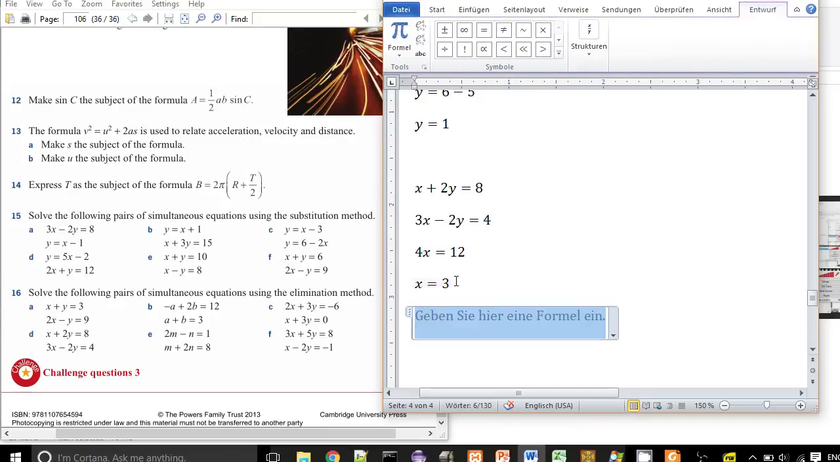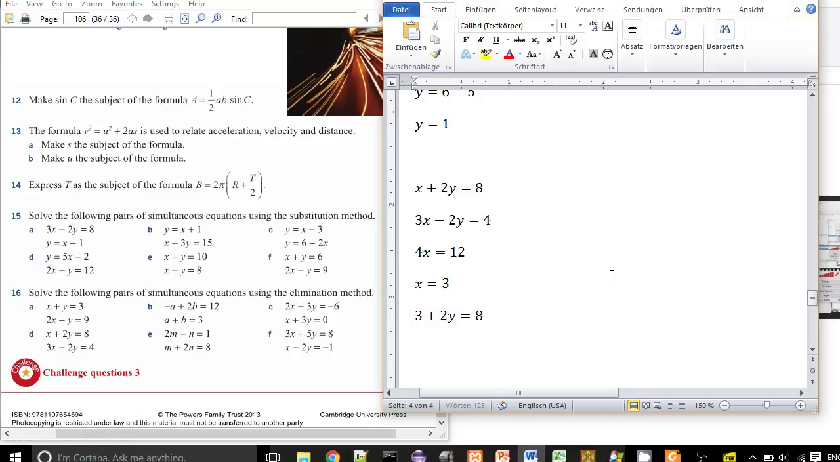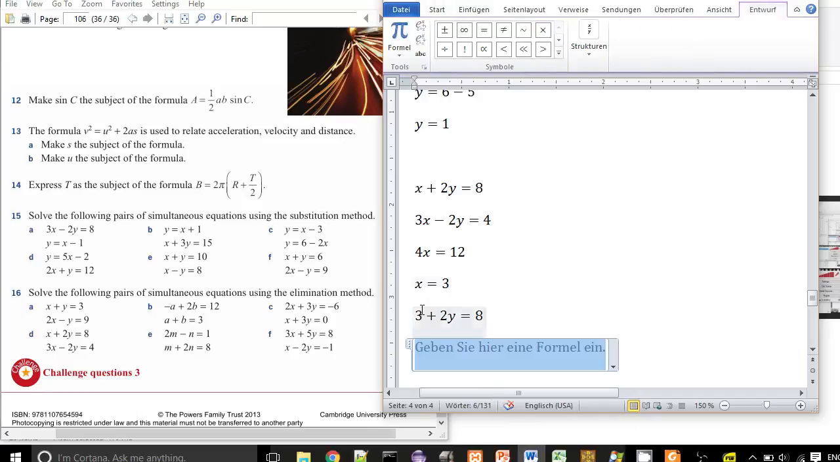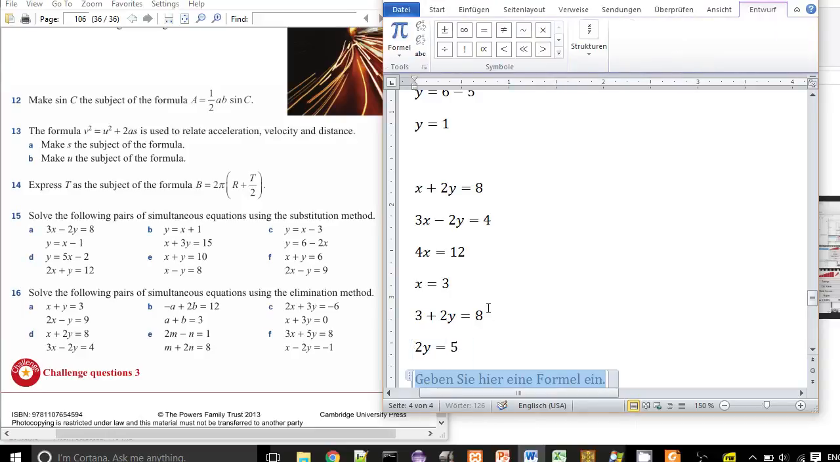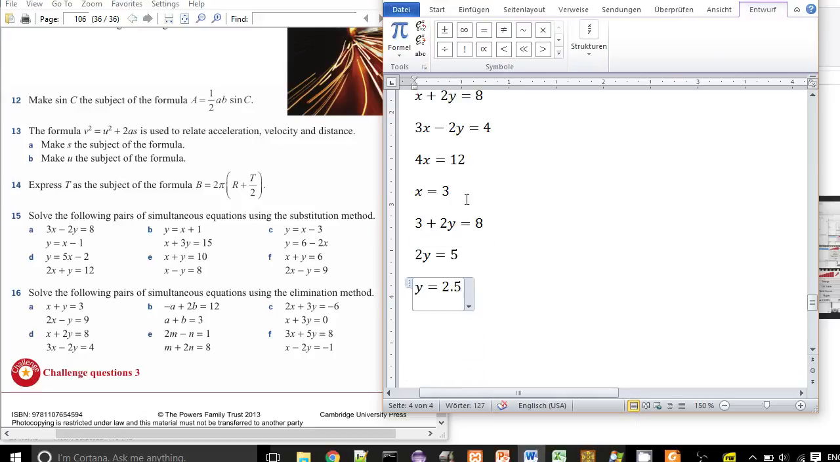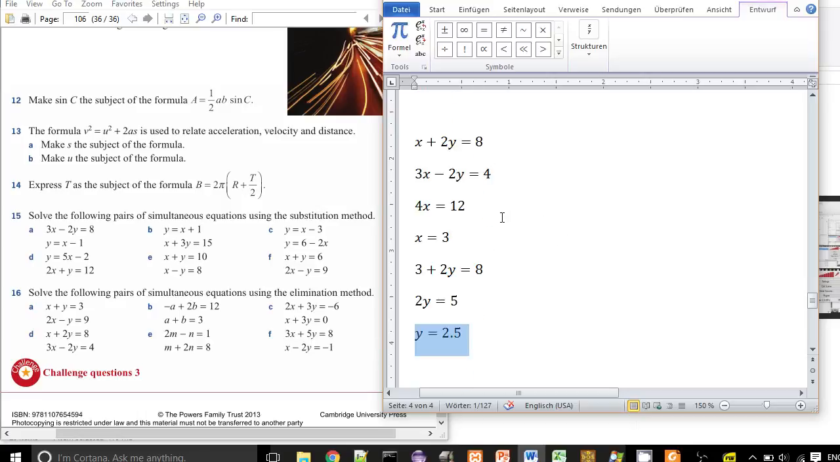Now that I've got x, I need to get y. The easiest way is to just sub this value into one of these. Doesn't matter which one. We'll do the first one, it looks a little bit simpler. So x is just 3 plus 2y is 8. I need to minus 3 from 8, so 2y equals 5. So y equals 2.5. So you highlight that one and that one. That's your answer, and of course you can double check it as always.